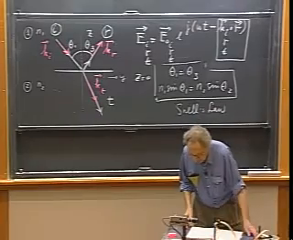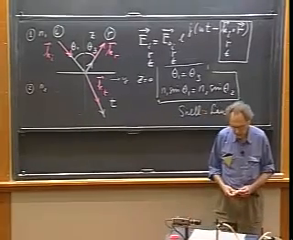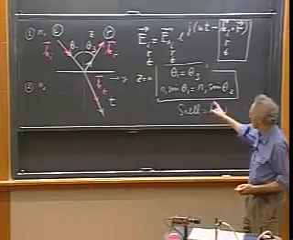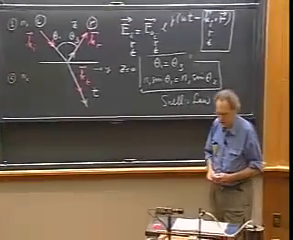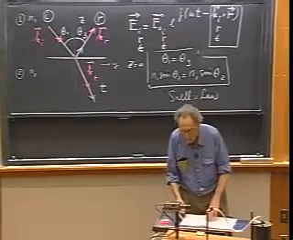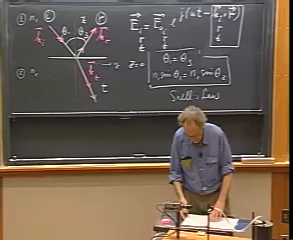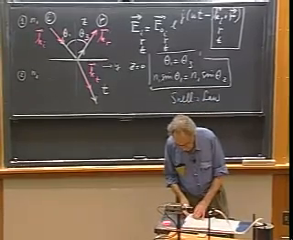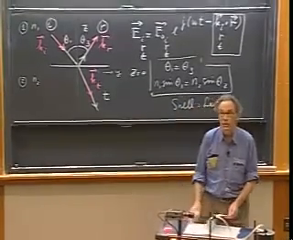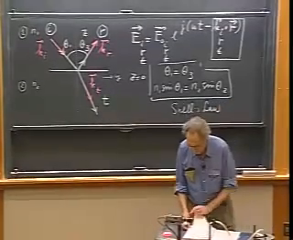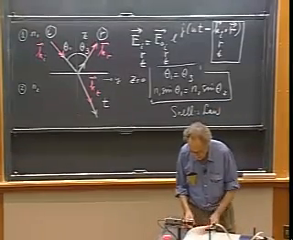Willebord Snellius was a mathematician. He was Dutch. And he discovered this relationship empirically, which is quite an amazing thing, by the way. In 1621, he discovered it for light at the time that it was not known that the velocity of light in water was actually different from the speed of light in air.